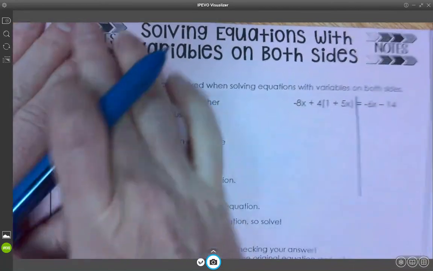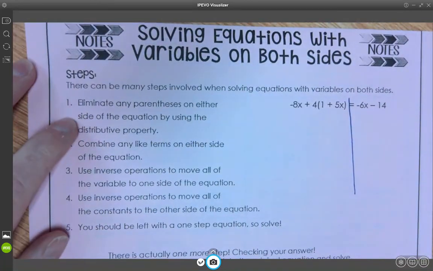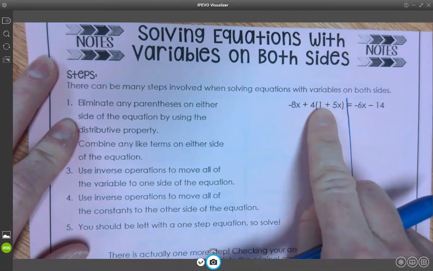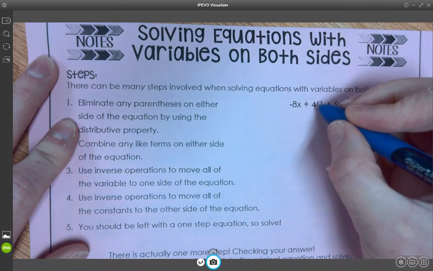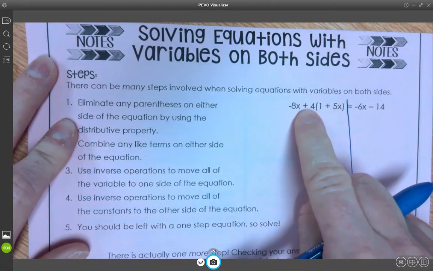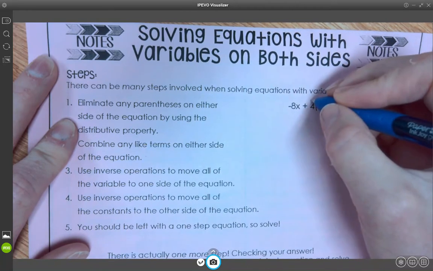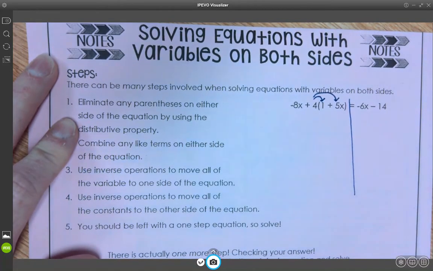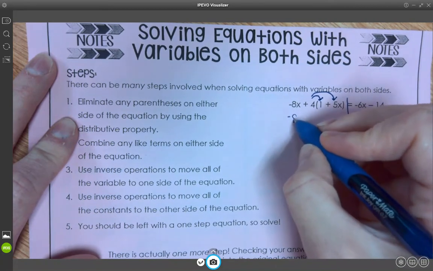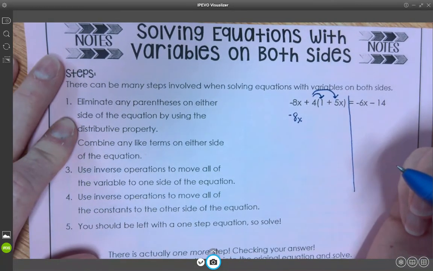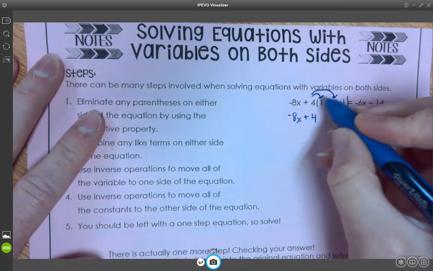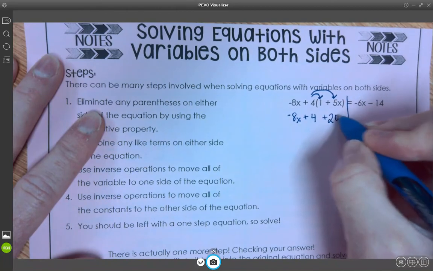Step 1, eliminate any parentheses on either side of the equation by using the distributive property. So there's a parentheses here, so I need to distribute the 4. Since there's a plus right here, it means it's a positive 4. So we're going to multiply the 4 times the 1 and the 4 times the 5x. The negative 8x just is brought down. And then 4 times 1 is 4. And then 4 times the 5x is plus 20x.